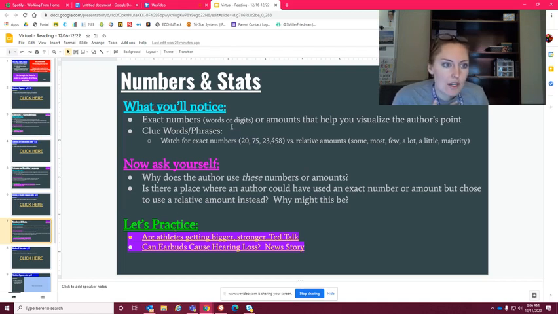All right, so numbers and stats, what you're going to notice is that there are exact numbers or amounts that help you visualize the author's point, okay? Clue words or phrases, watch for exact numbers. So if you're reading an article and it has an exact number versus using a relative number, you want to pay attention to what that exact number is. A lot of that comes into play when you have a percentage of something, because you're going to see percents a lot. So for instance, right here, it says relative amounts, okay?